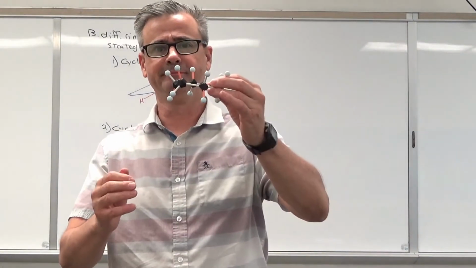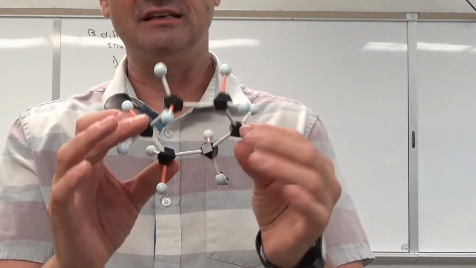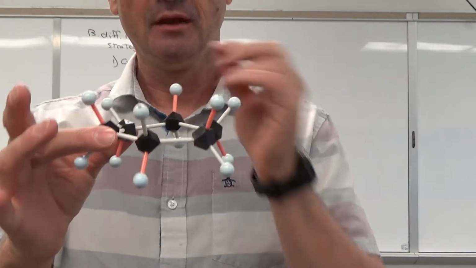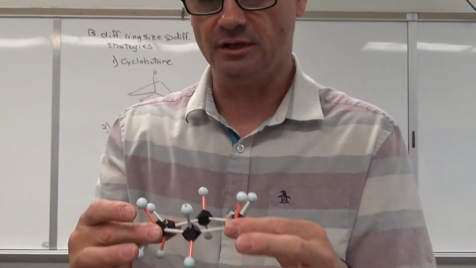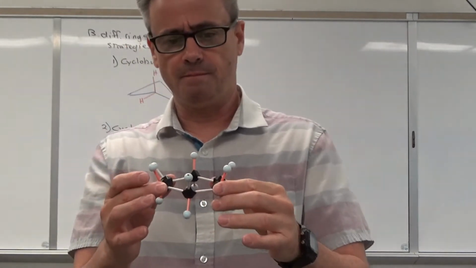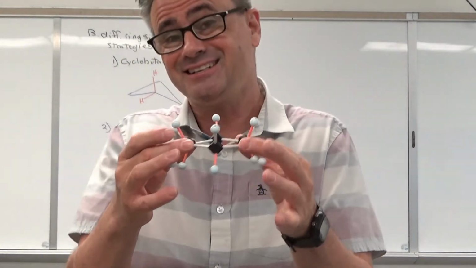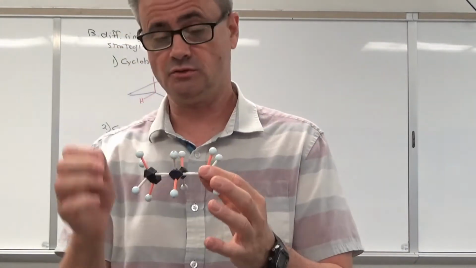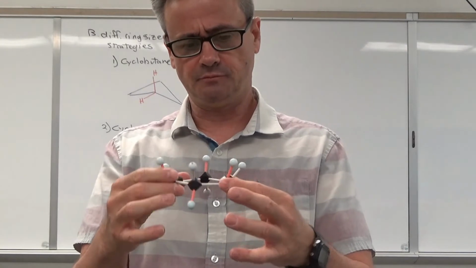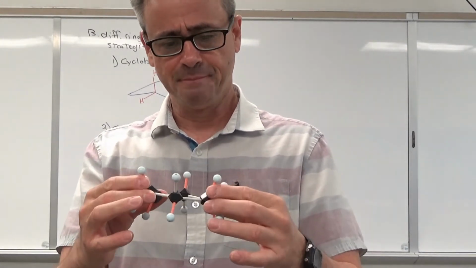It's toy time. Yay. All right, so this is cyclohexane. And what's kind of funny is if you build them and then try to make the ring flat, it doesn't really want to be flat. It wants to tweak and twist. So it mimics the real thing in that way.